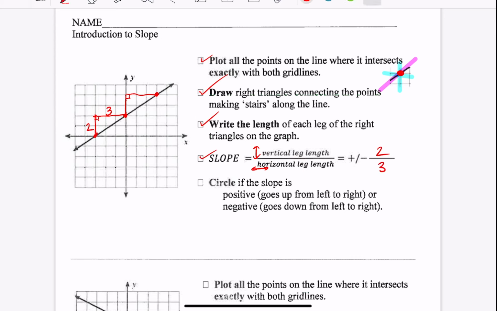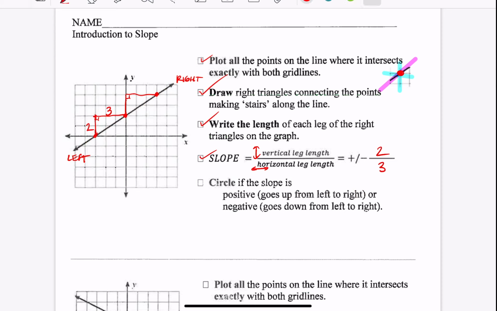So that's my slope, but I'm not done because I have to figure out if my slope is positive or negative. And from a graph, what you want to do is look at your line and figure out, here's the left end of my line, here's the right end of my line. So I start at the left, I go to the right. And when I do that, I go up. And that means that my slope is positive. So when this says it goes up from left to right, that's what it means. You go to the left end of the line, start to travel. If you go up as you go to the right, it's positive. If you go down, it's negative.